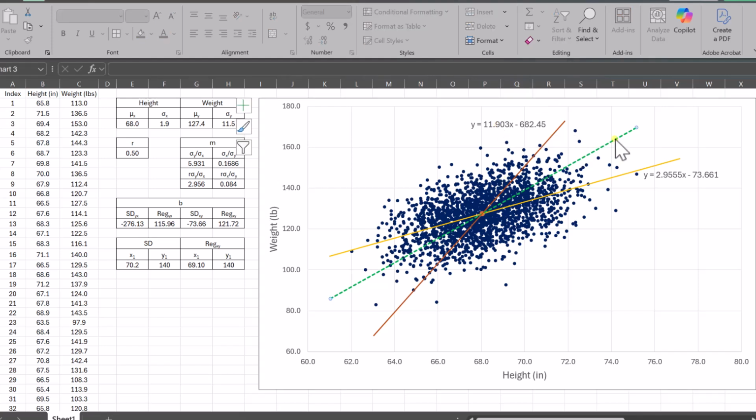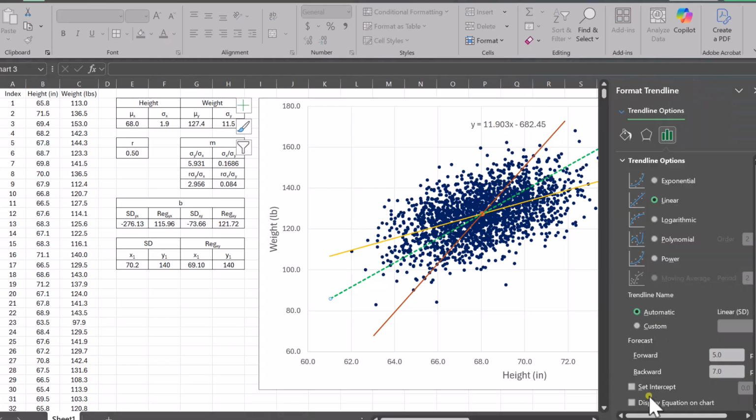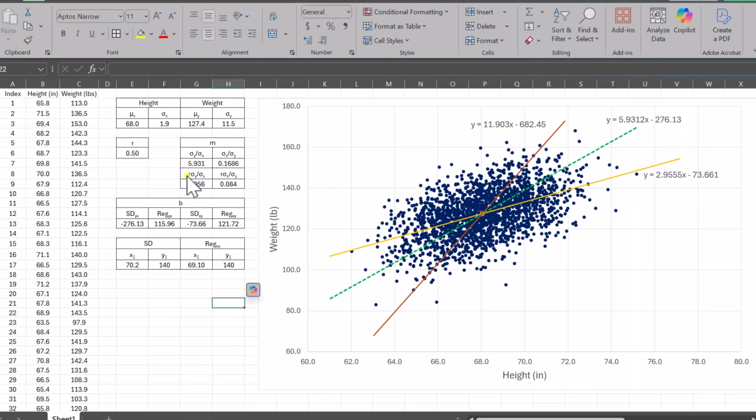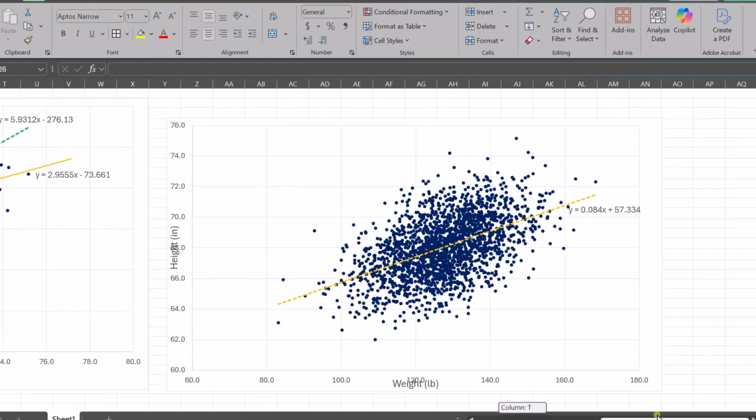Okay, we can take a look at the equation of the SD line. And yeah, there's that 5.9312. And if we solve for x, we would get this slope. Okay, now, what happens if we do take the inverse of this? So we put weight on the horizontal and height on the vertical. That is a different graph. But how are the resulting regression lines related? Well, okay, here's the inverse.